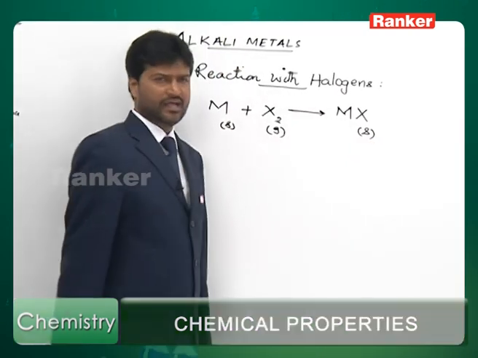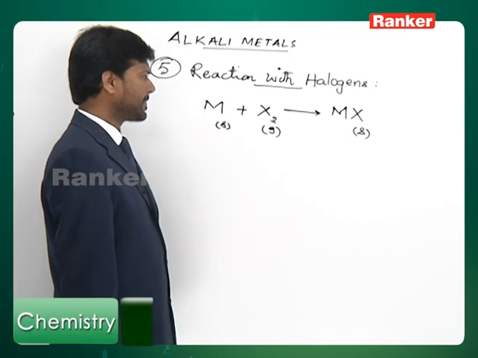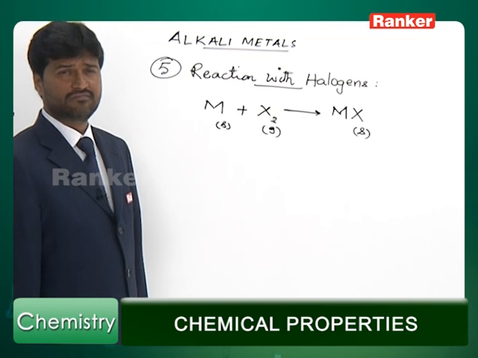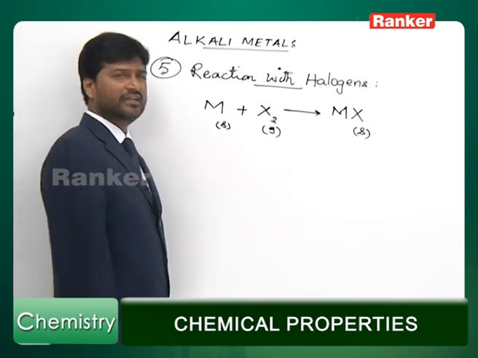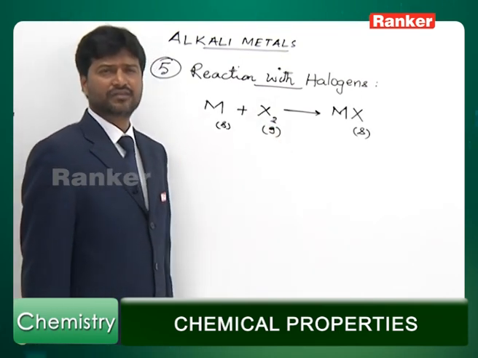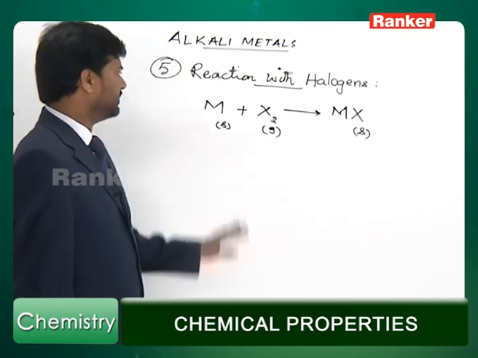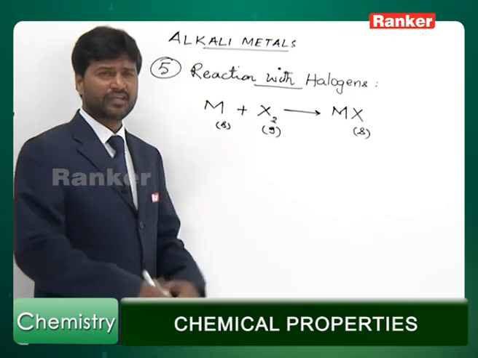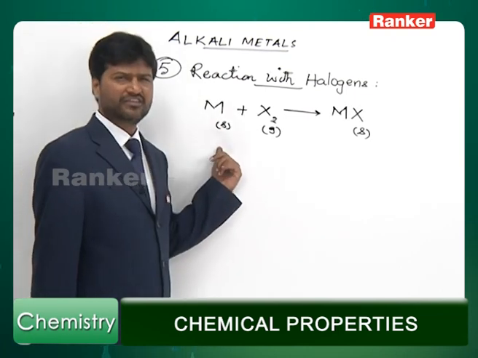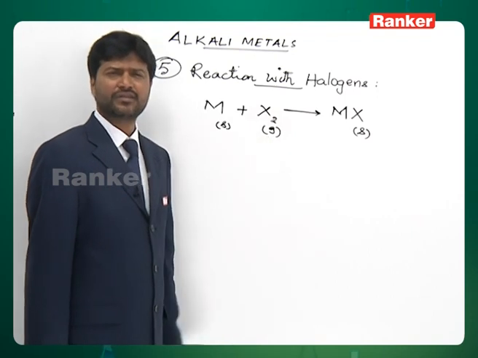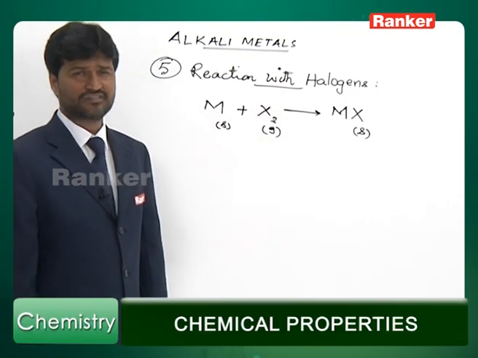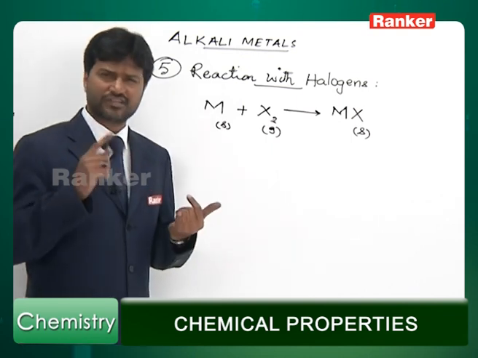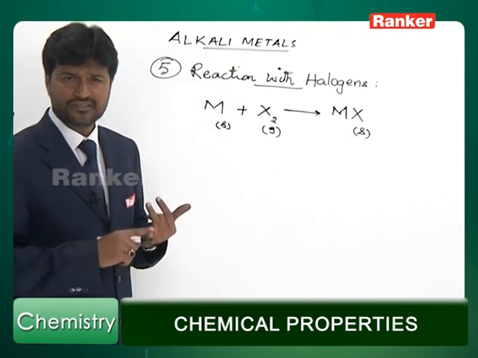You get a metal halide which is solid. The reaction is a very, very vigorous reaction, and it becomes highly vigorous when the halogen is fluorine and when the metal is cesium. The reactivity will be very high, because cesium has a great tendency to lose electron, and among halogens, fluorine has the highest tendency to gain electron. So, the reaction becomes most violent when the halogen is fluorine and when the alkali metal is cesium.